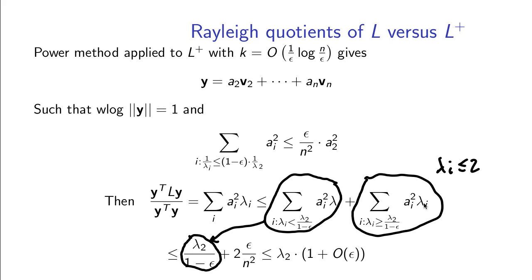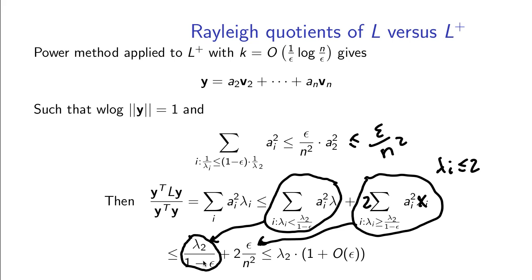So we could certainly upper bound this by taking 2 out. Then what is the summation of this a_i squared? That's precisely this summation, because the i's that satisfy this inequality are precisely the i that satisfy this inequality. So the summation of those a_i squared is at most epsilon divided by n squared times a_2 squared, which we said is at most epsilon over n squared. So this part is going to be at most 2 epsilon over n squared.